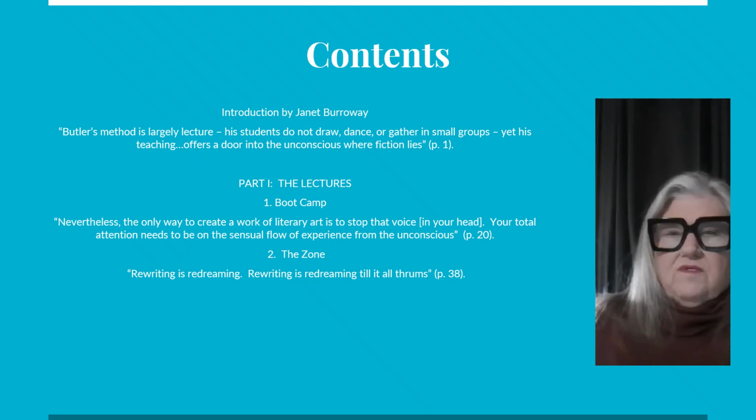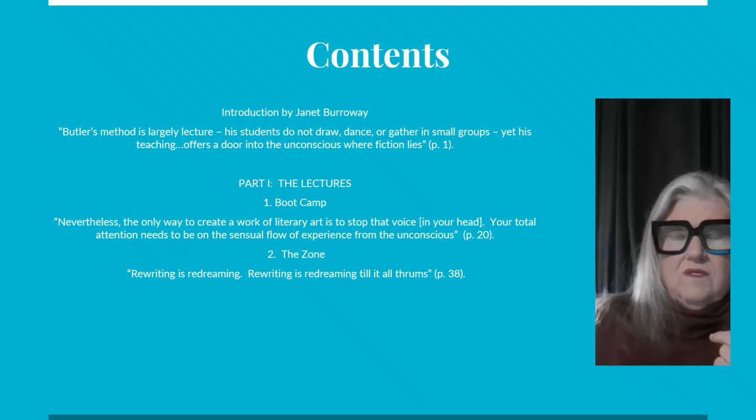As a student with limited experience in fiction writing, I found the lectures especially helpful. I highlighted passages and took extensive notes, which deepened my understanding of Butler's method. I have included a short quote from each of the lectures to give you an idea of Butler's writing process.